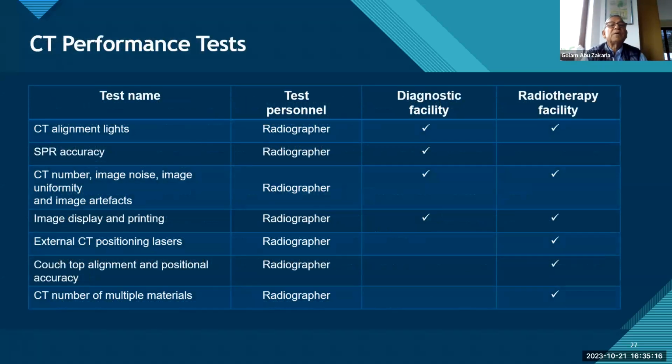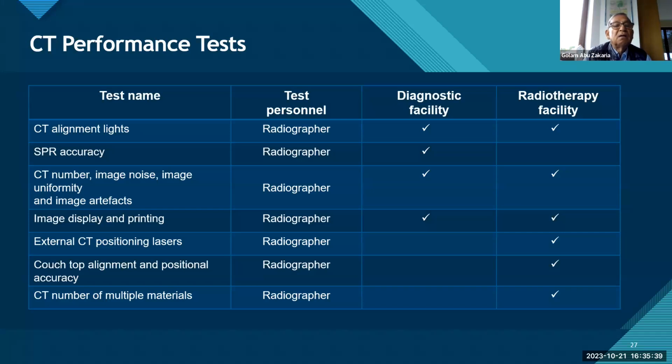Here you see the CT performance test. There are many tests here in the first column, and in the second column, the person doing each test, and then which facility, radiodiagnostic and radiotherapy. And you see here, CT alignment test, radiography. All are tests for the radiographer.